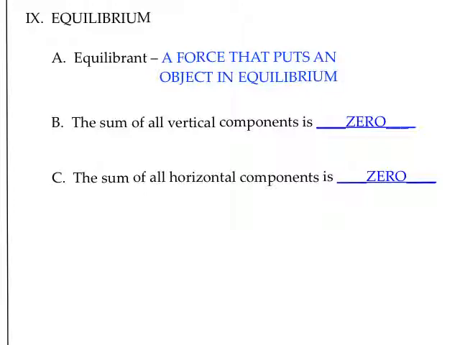And similar to when we studied projectile motion and we separated horizontal and vertical equations and looked at those separately, we're going to do that as well with our forces. So we would take the sum of all the vertical components of a force and add them up, and that would have to equal 0. And then the same thing with our horizontal components. The sum of all of those parts of the forces would also be equal to 0.